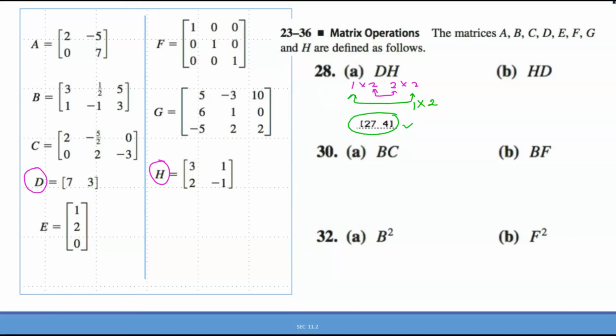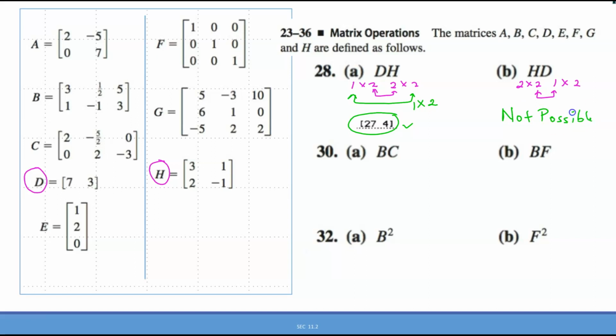The order that we multiply matrices does matter. Here we were multiplying D times H. Let's see what happens when we take H and multiply it by D. Looking at H, we do have a 2 by 2 matrix. Looking at D, D is still a 1 by 2 matrix. Notice that these two numbers on the inside do not match. So we stop here, and we're going to say matrix multiplication is not possible.